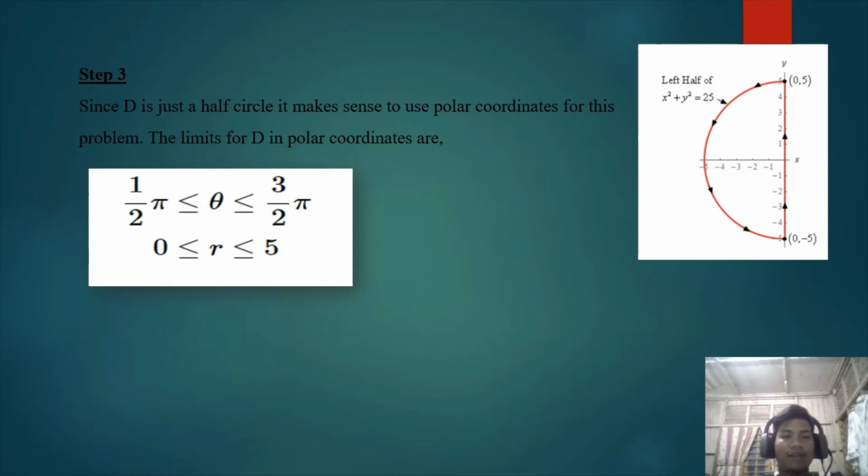For the next step, which is step 3, since D is just a half circle, it makes sense to use polar coordinates for this problem. So the limits of D in polar coordinates: theta starts from 1/2 pi until 3/2 pi, and for r, the value starts from 0 until 5.